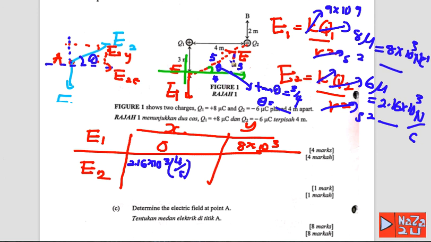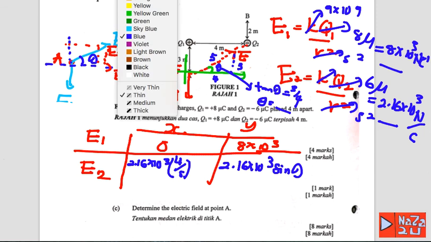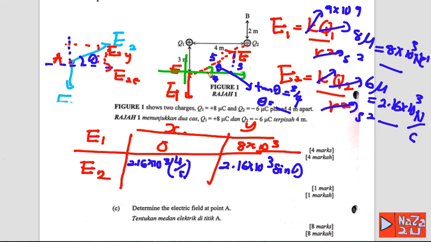And E2 resolved to the y-axis, you can use sine. E2 y is equal to 2.16 times 10 to the power of 3 times sine theta. Because this is theta and this is the sine side, sine theta is equal to 3 over 5.